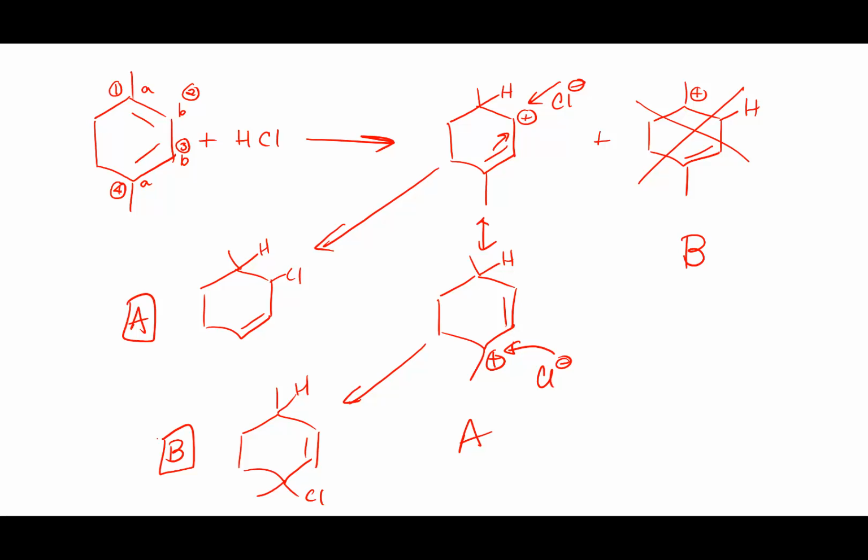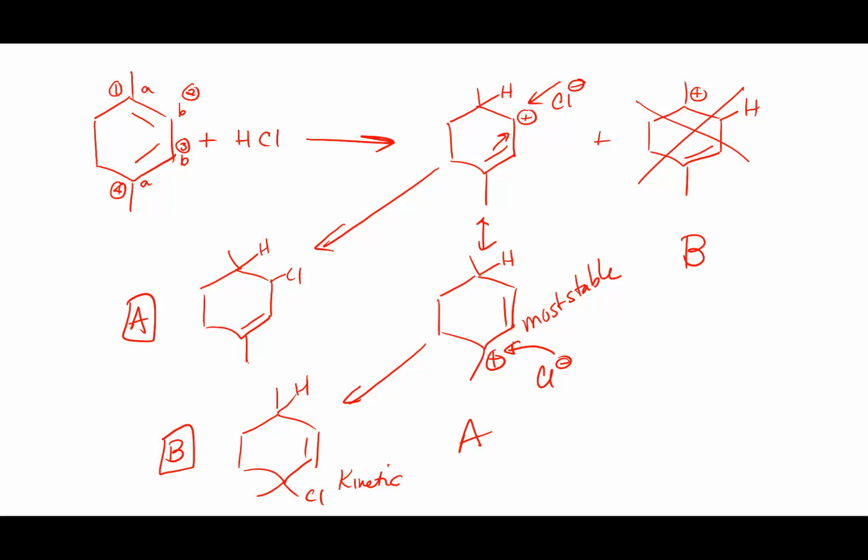The kinetic product comes from the most stable intermediate, which is which one? B. All right, so this is the most stable intermediate, and that's going to make B the kinetic product. Which is the more stable product? Whoops, sorry, I left the methyl group off there. That's important. So which one's the more stable product?